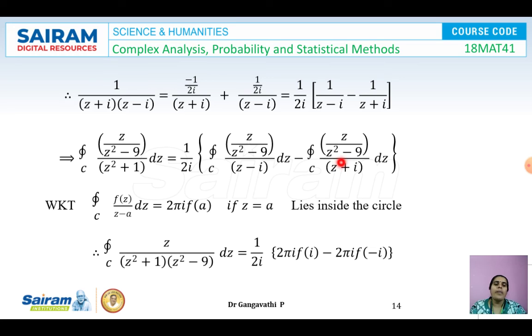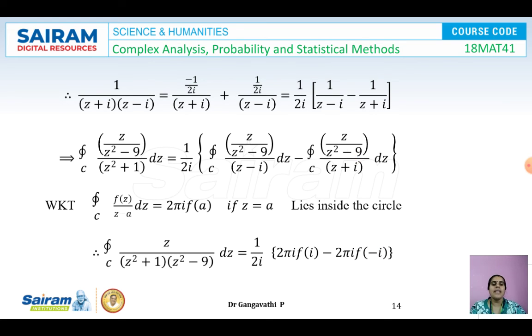And here 2 pi i into f of a, the value of a here is minus i. So we have to find out what is f of i and what is f of minus i, and we have to substitute it here itself. In order to find f of i, we need to consider our f of z here. So this is our f of z for this term. Consider f of z and z equal to i needs to be substituted. Similarly, in order to find f of minus i, consider this as your f of z and substitute z equal to minus i.